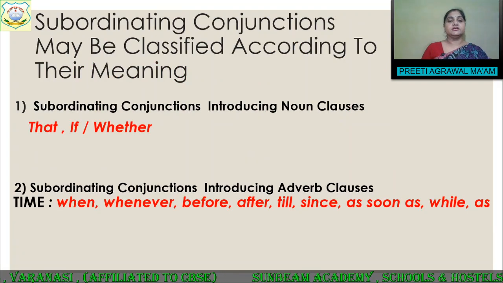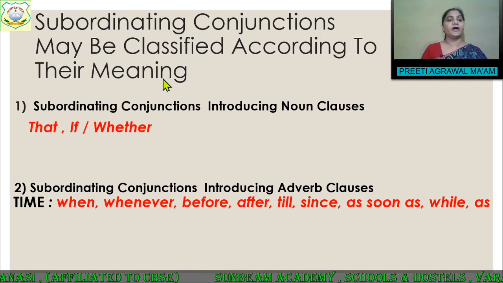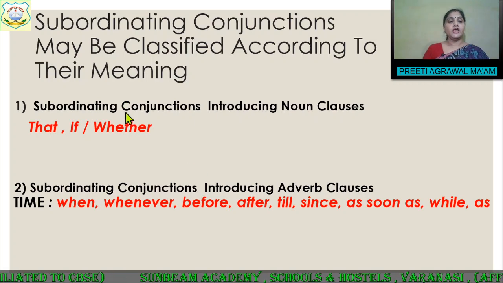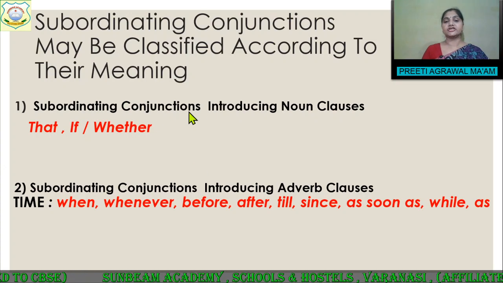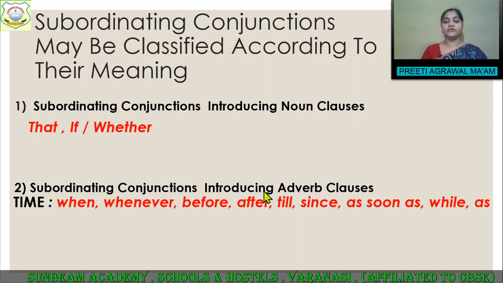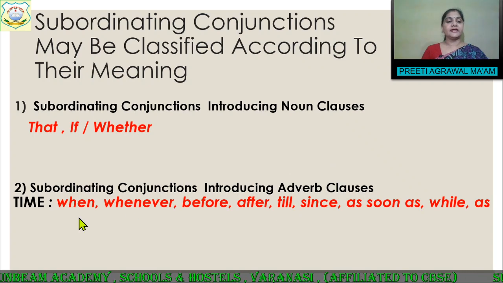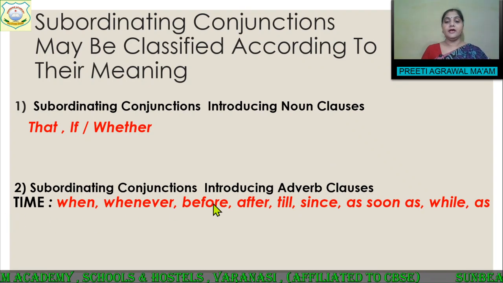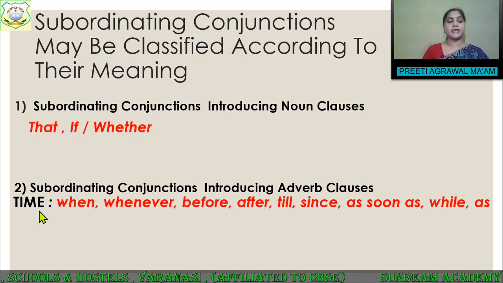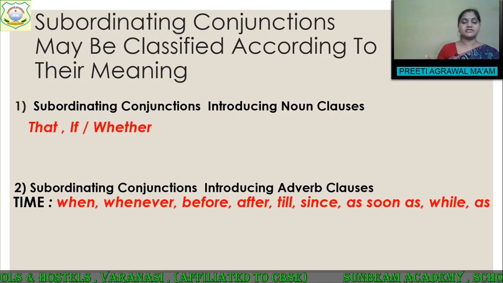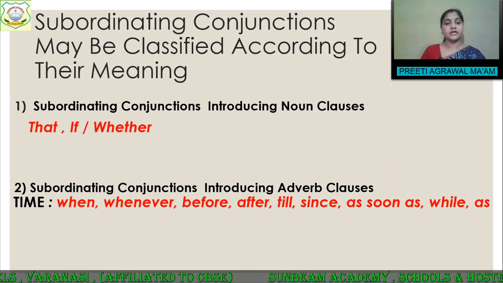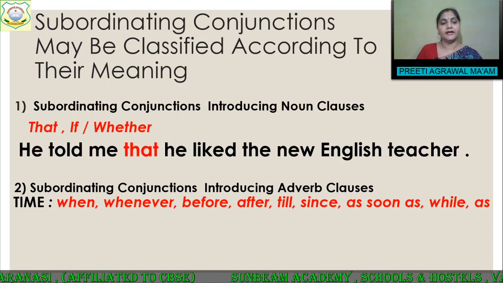Subordinating conjunctions. Subordinating conjunctions may be classified according to their meaning. Here, I have just divided them in two. The first one is called subordinating conjunction introducing noun clauses, and the second one, introducing adverb clauses. Within these adverb clauses you will get 9 types: time, place, matter, means, and many more. Let's see first the subordinating conjunction introducing noun clauses.